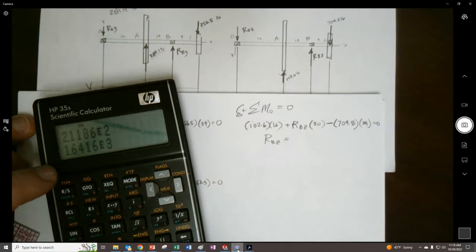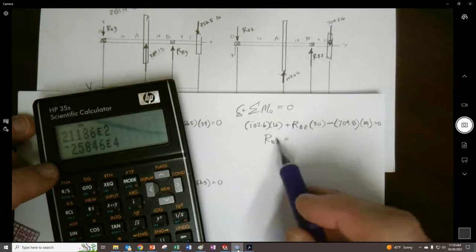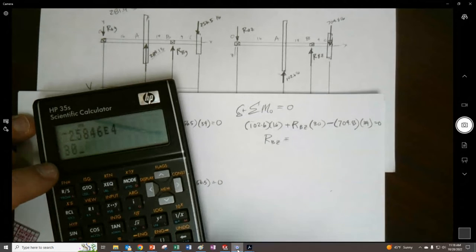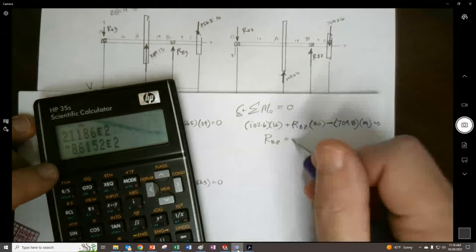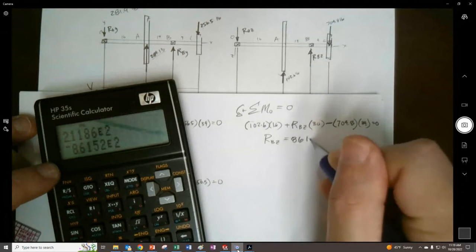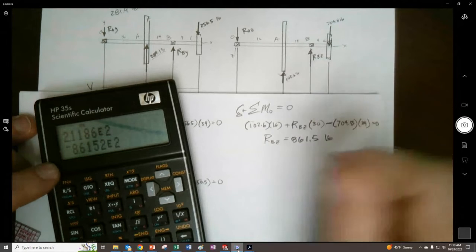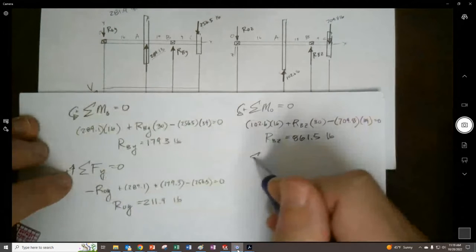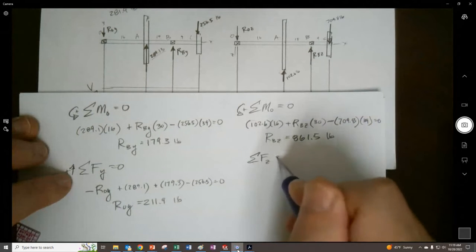Yes, and subtract out 704.8 times 39. Boom. Yes, we get a negative number. It's good because that's going to jump over the side. So we chose correctly. Divided by 30, and we get 861.5 pounds. And then sum the forces in the z direction.